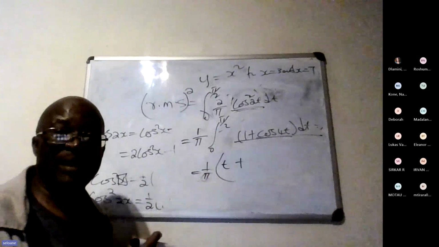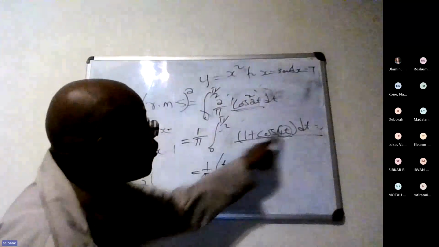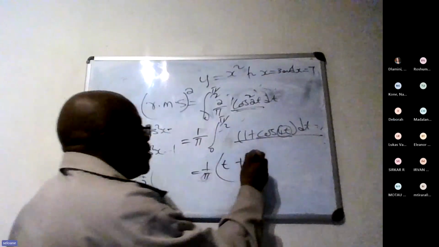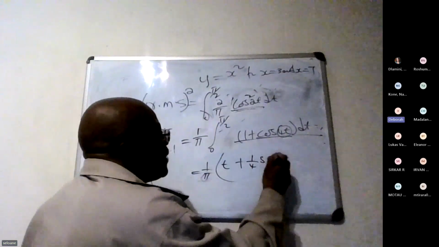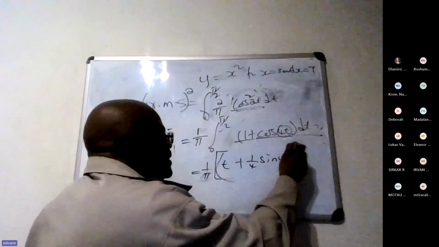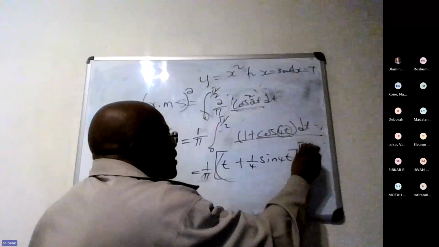What is the answer here? It will be how much? Remember, there must be the derivative of 4t here. Sine 4t, and the 4 is not there. It will now be what? 1 over 4 sine what? 4t. Then we are now going to evaluate this, from where to where? From 0 to pi over 2.